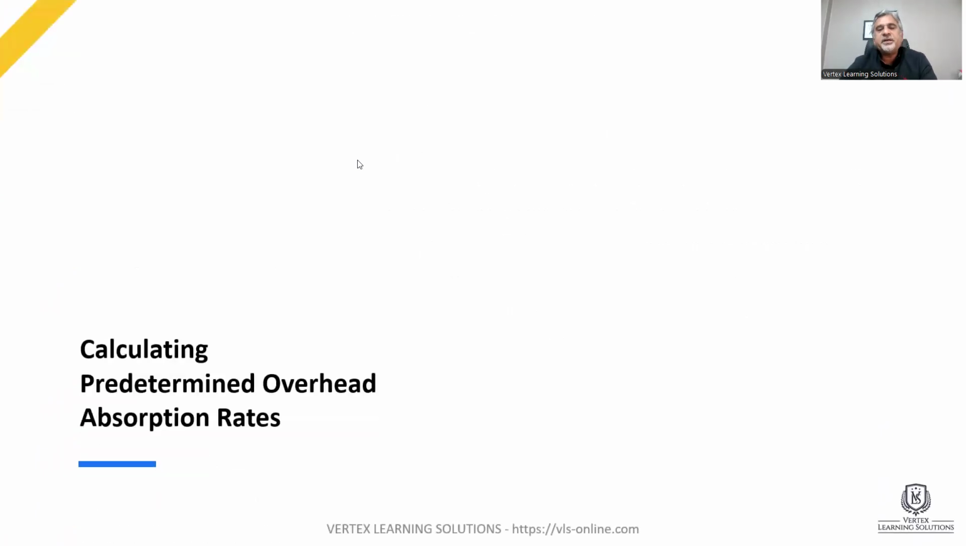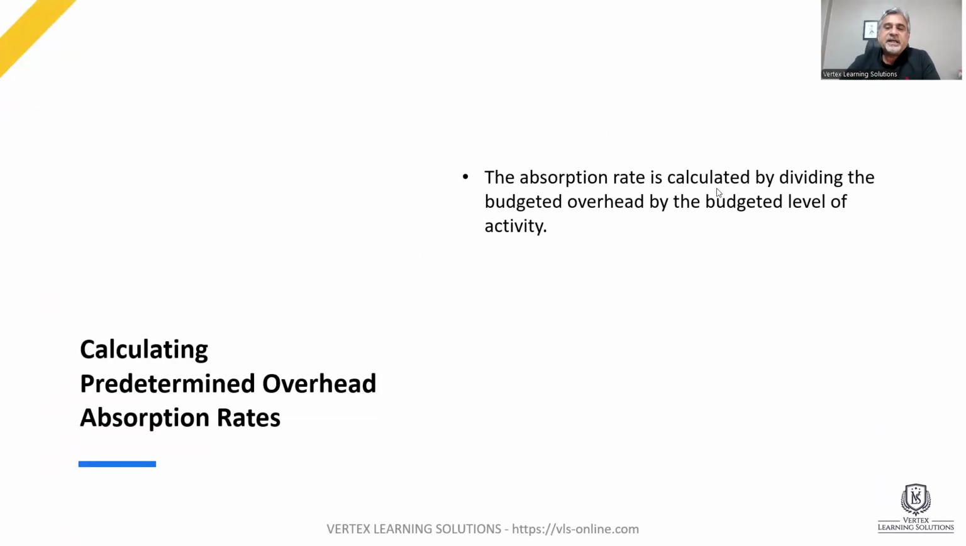So calculating predetermined overhead, the absorption rate is calculated by dividing the budgeted overhead by the budgeted level of activity. Just like I told you, budgeted overhead was $5,000. Budgeted activity in your case was 1,000 hours. It could be 1,000 machine hours, 1,000 labor hours, maybe 1 million kilometers. Because if you are in transportation business, then you are not talking about hours, then your activity, because this is called activity. So how do you define your activity?